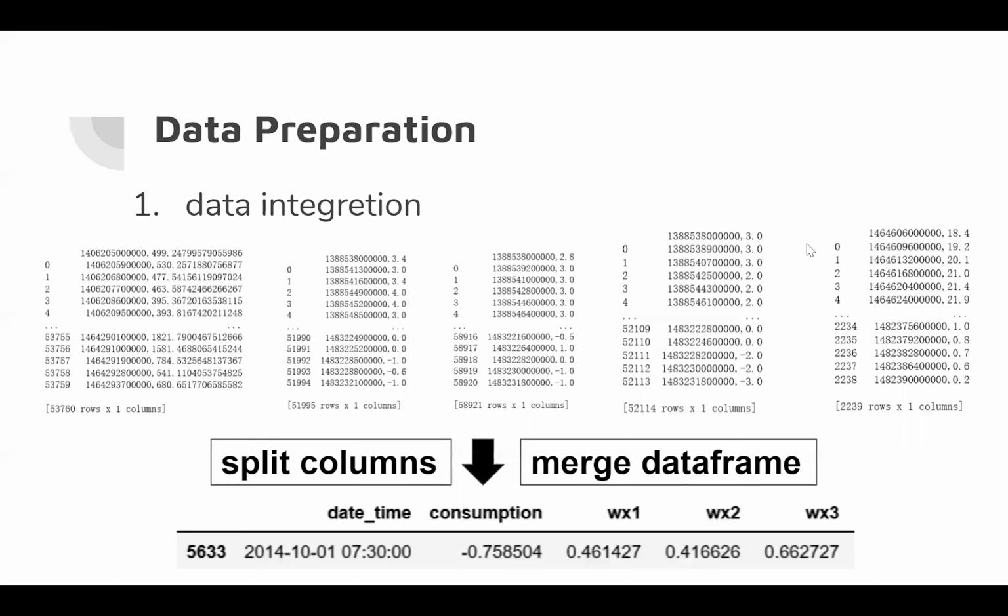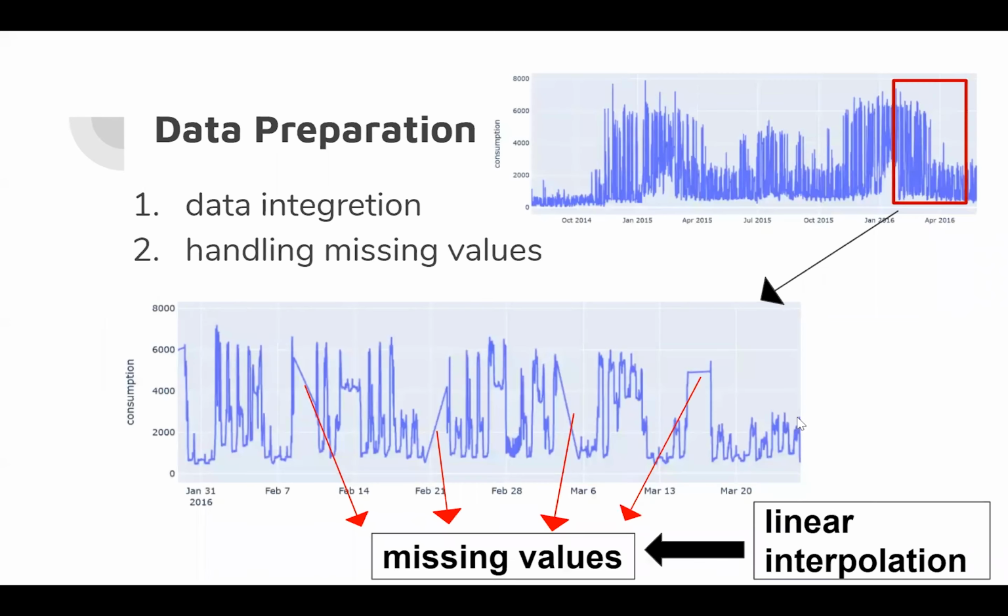We can directly use the 5-row dataset, so there are 4 steps of data preparation. First, we split columns and merge the 5 datasets into one data frame as shown. Second, since these are raw datasets, there are missing values. It's necessary to fill up the missing values. Here, linear interpolation is used to fill up the data holes.